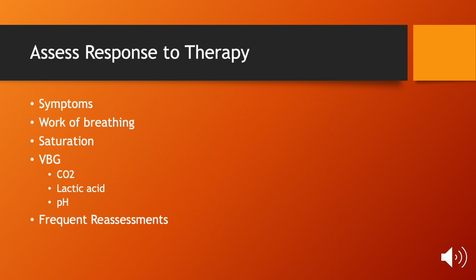When you assess the response to therapy, you're going to be looking at the symptoms. What the patient says is going on is usually the best thing that you can look at. They know that it's feeling better before you see other manifestations of the improvement. The work of breathing is going to be very important. Saturation, VBG for the CO2, the lactic acid, and the pH, and frequent reassessments are very important.